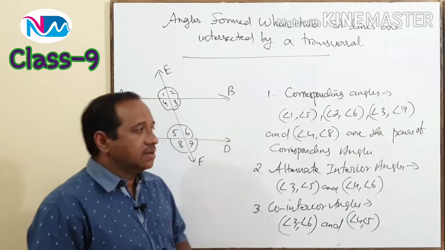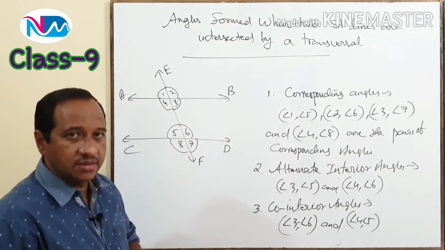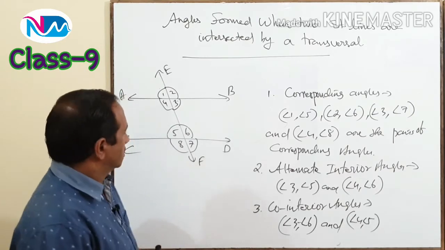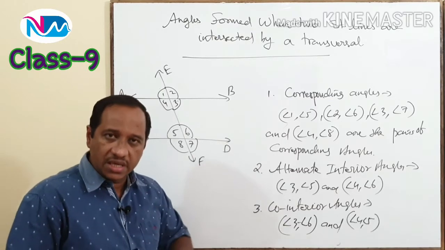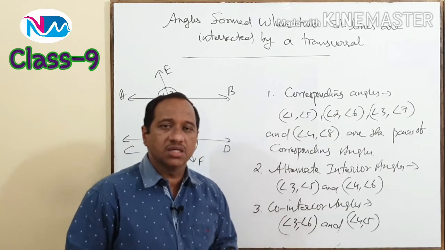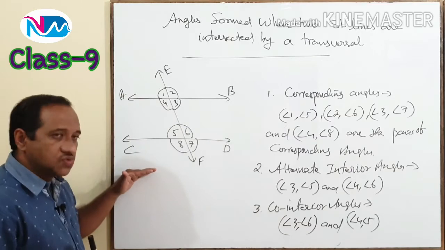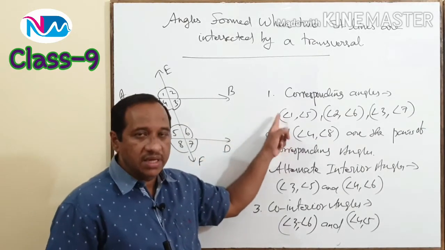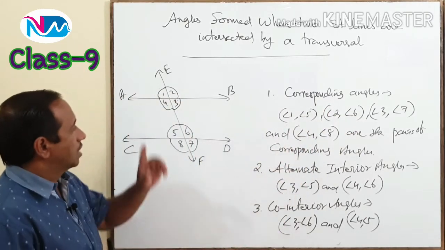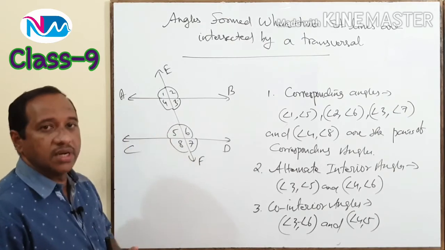Remember students, if these 2 lines AB and CD are parallel, then each pair of corresponding angles are equal. Each pair of alternate interior angles are equal and each pair of co-interior angles will be supplementary. That is, if AB is parallel to CD, then angle 1 will be equal to angle 5, angle 2 will be equal to angle 6, angle 3 will be equal to angle 7 and angle 4 will be equal to angle 8.